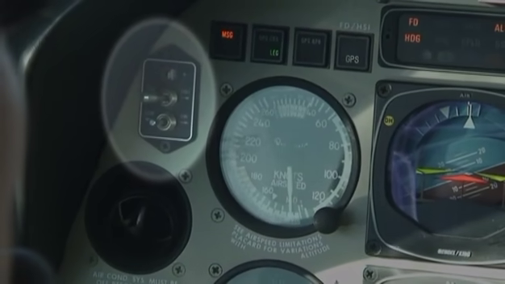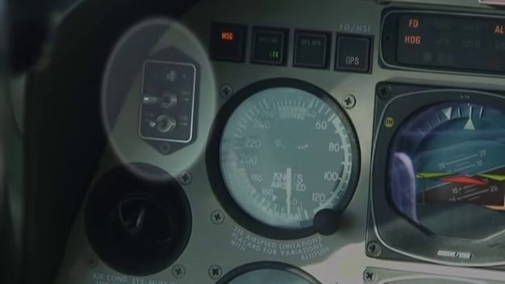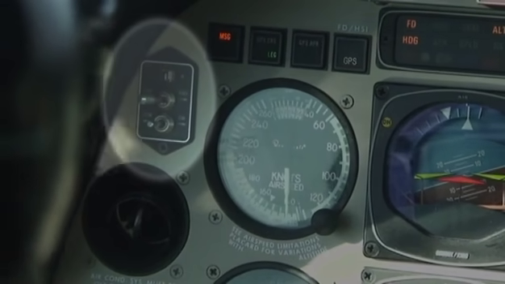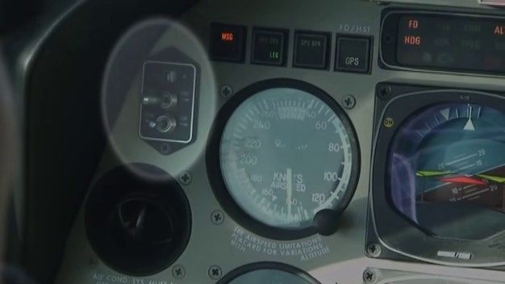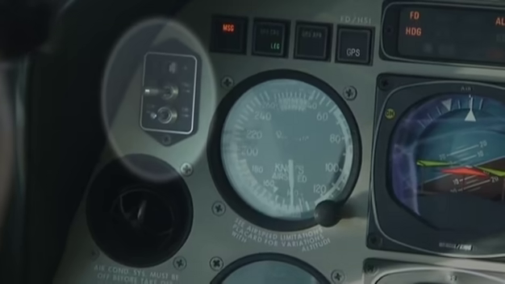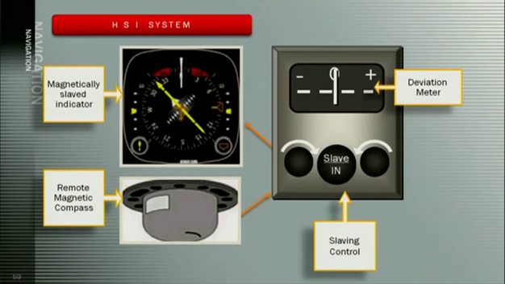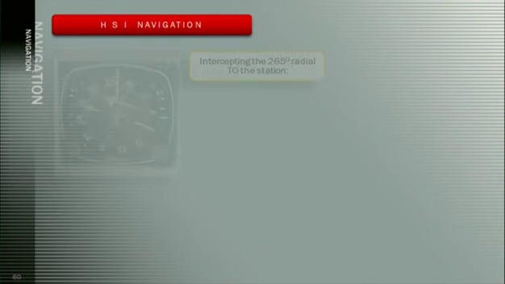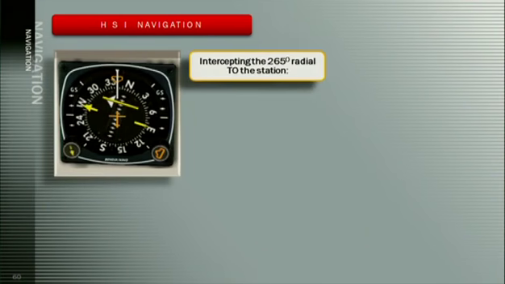The HSI system also allows for slaving control. This lets the pilot manually correct a large amount of deviation on the HSI display. The deviation meter on the slaving control indicates the amount of correction applied to the HSI. Now let's use the HSI in flight to capture the 265-degree radial, for example.